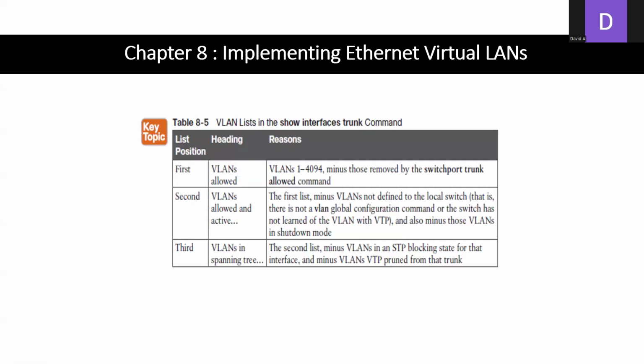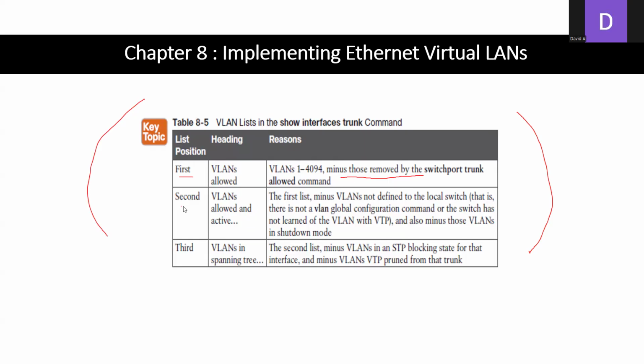Okay. As you guys can see, this lays out the show interface trunk command. That first section, VLANs allowed, is VLANs 1 through 4094, minus the 2 removed by the switchport trunk allowed command, so 4092.